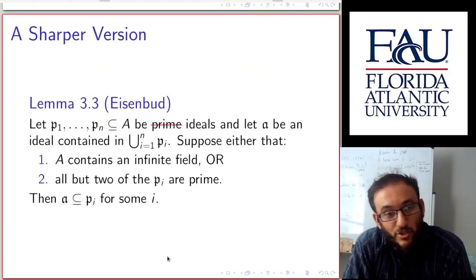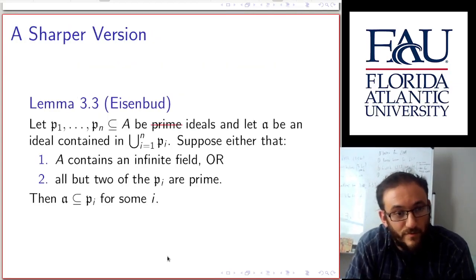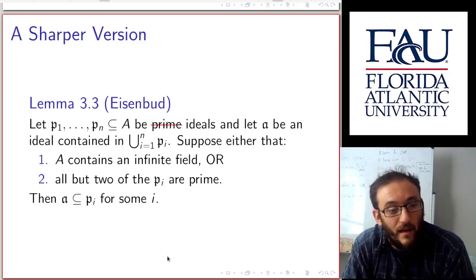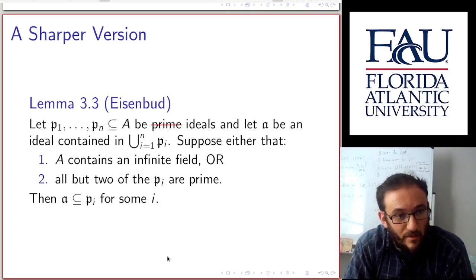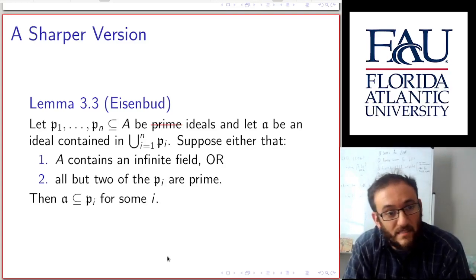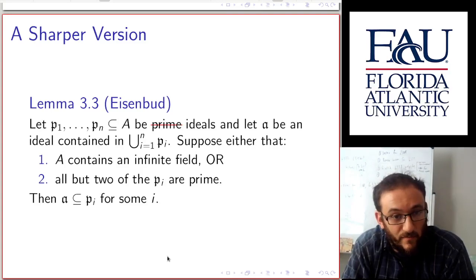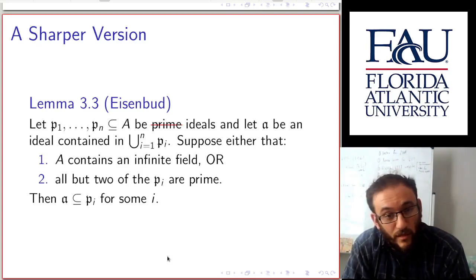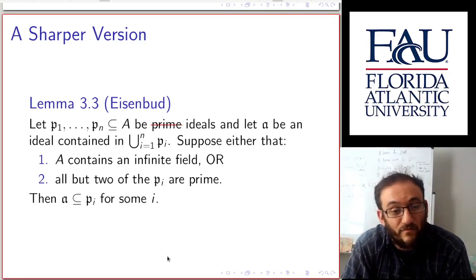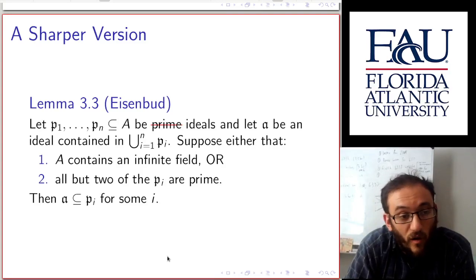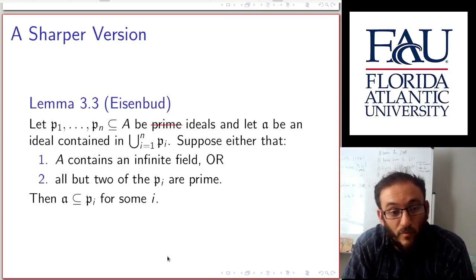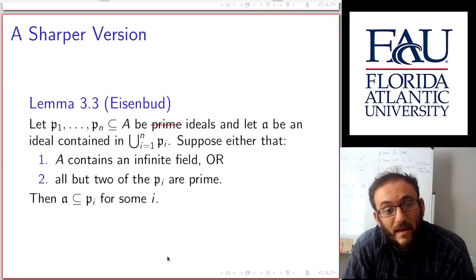And there's actually a sharper version of this. You don't need all of those prime ideals to be prime. And this shows up as lemma 3.3 in the textbook by Eisenbud. If you let P1 through Pn be ideals of R, not necessarily prime, and let A be an ideal contained in their union. Suppose either that the ring contains an infinite field, or all but two of the Pi are prime. Then A will be contained in Pi for some i.